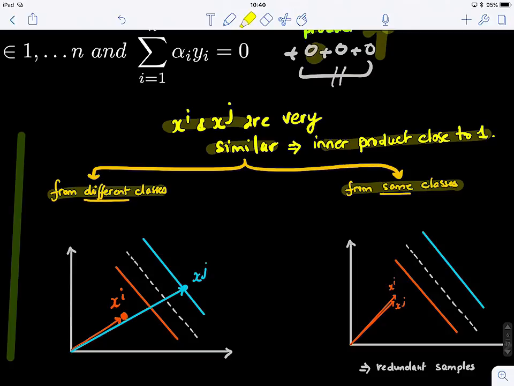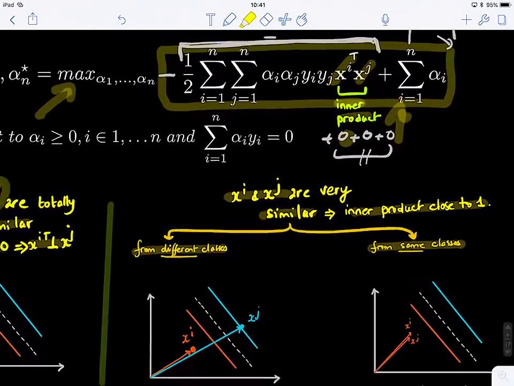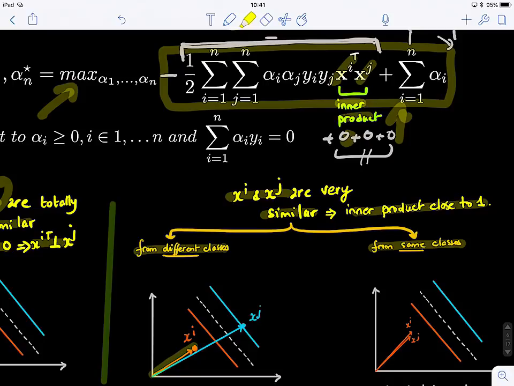So let's say they are drawn from different classes, and let's look at how this term behaves. If we have two samples drawn from different classes, we know that yi and yj will always be negative, because you're multiplying two opposite labels. So this term will be negative. We know that the alphas are positive, and we know that they're highly similar, so the inner product is definitely a positive number. So in this case, this term will be negative.